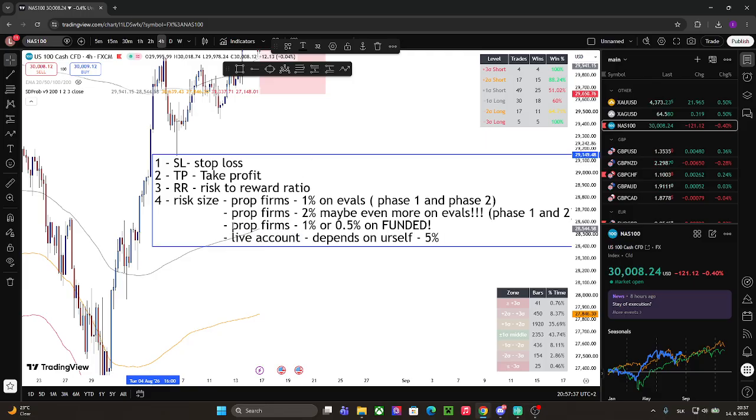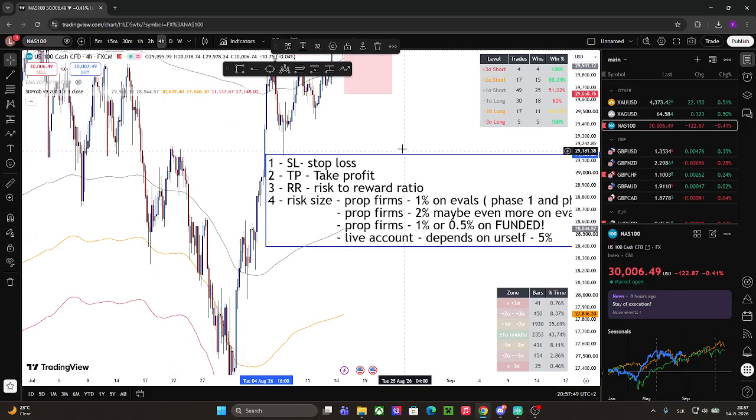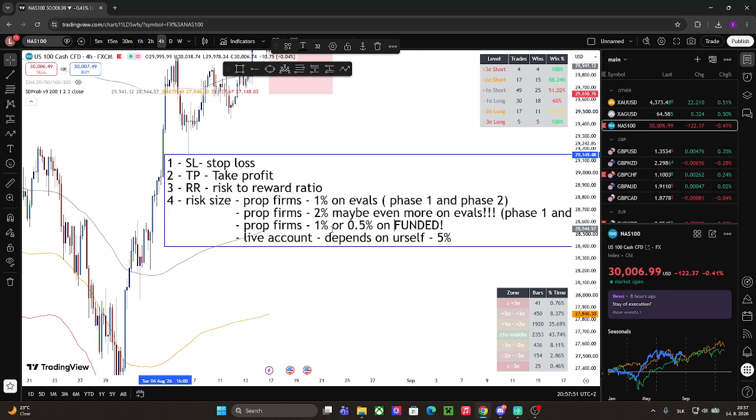You don't have rules. Whereas on the fundeds, you might have a rule that, for example, you can't lose more than your rule gave you to lose. Like for example, you can lose 3% per day, and you open 4 trades with 1% risk, you lose all of them, bam, the account is blown. So yeah, you have a lot of rules on prop firms which you need to check. And on a live account, it really depends on yourself and what you're comfortable with.